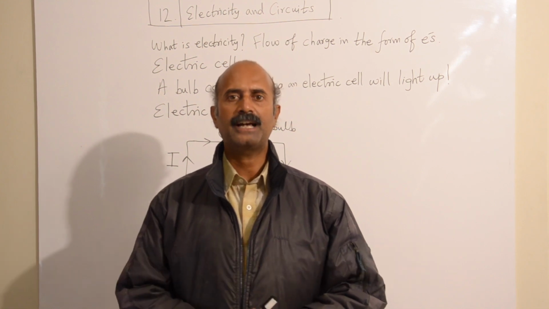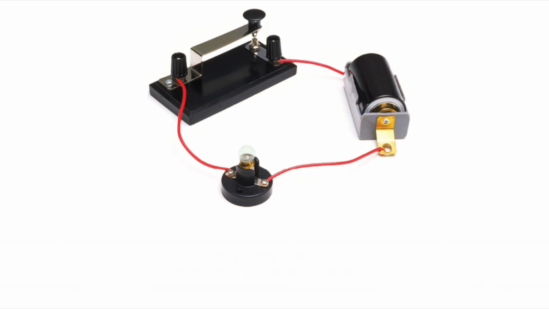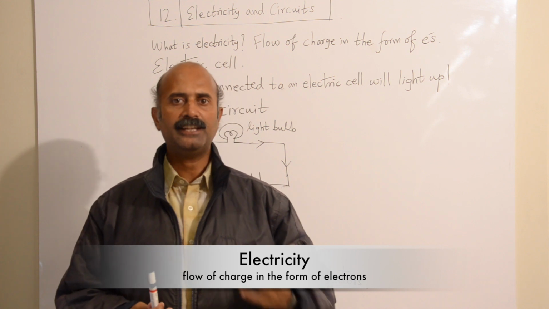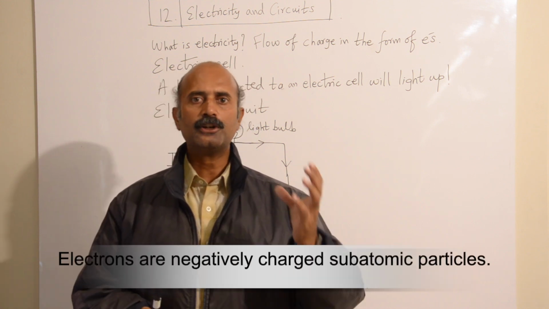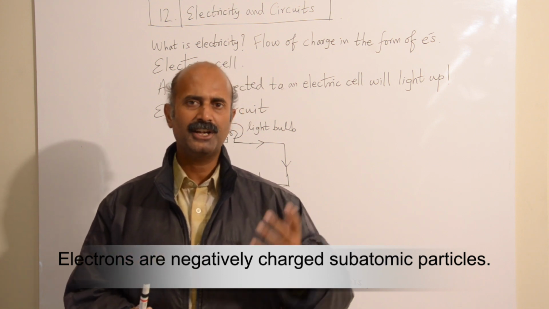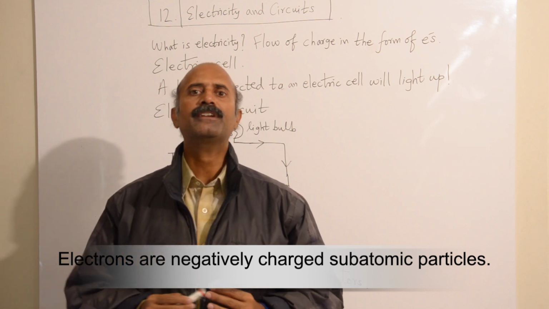Now we will be studying chapter 12, Electricity and Circuits. So first of all, what do you mean by electricity? Electricity is the flow of charge in the form of electrons. So what are electrons? Electrons are subatomic particles. Electrons are very small, invisible particles which revolve at high speeds around the nucleus of an atom.